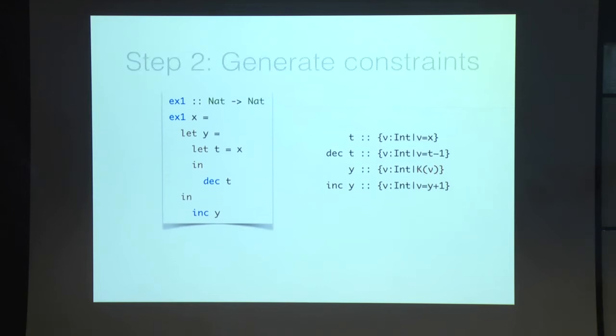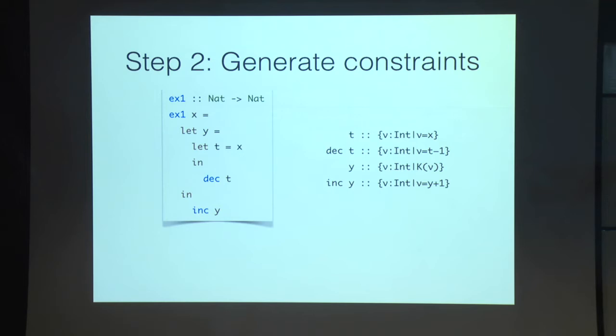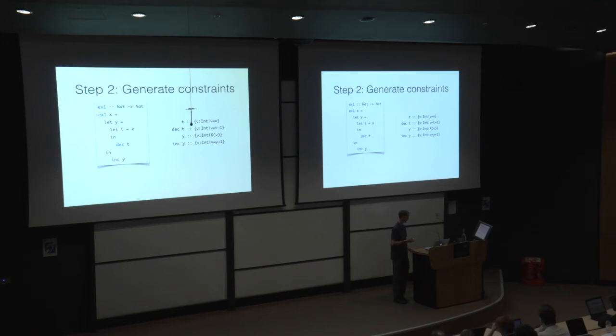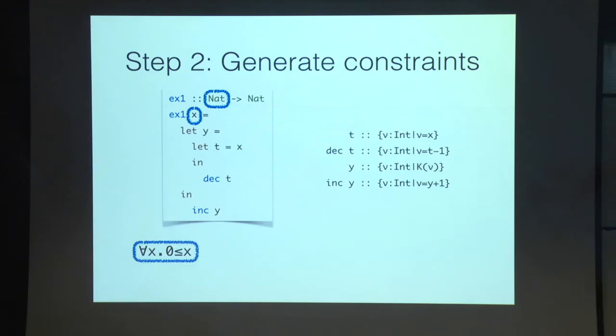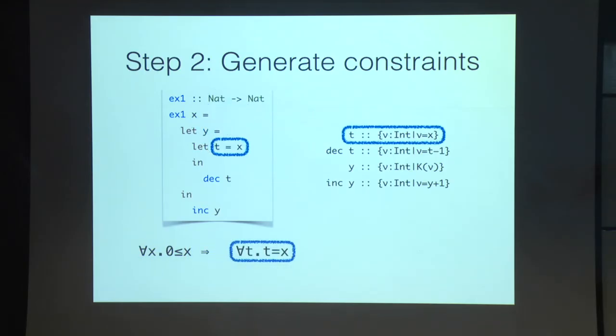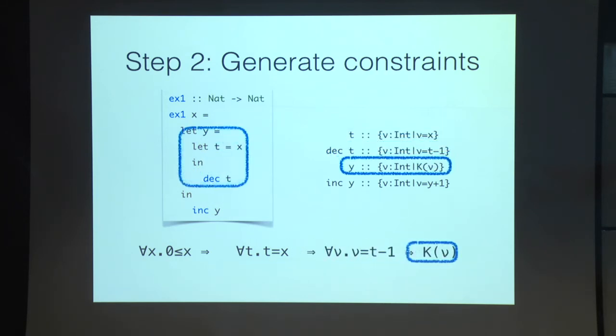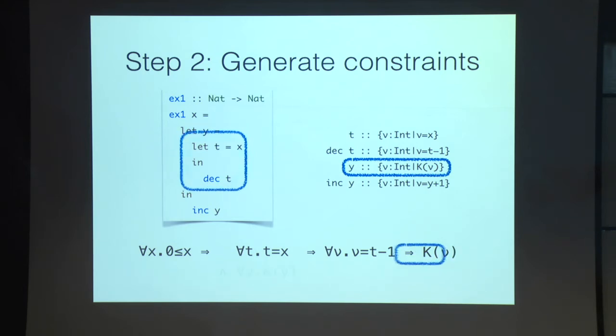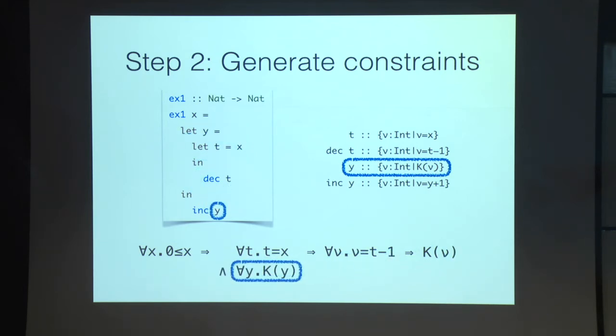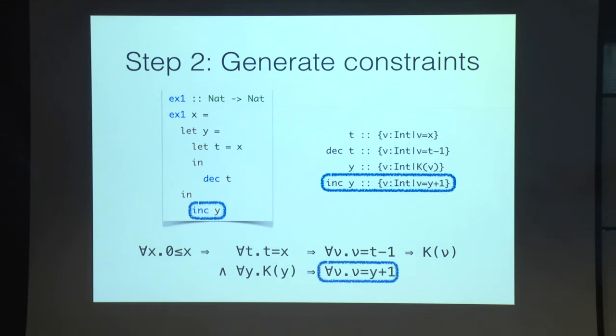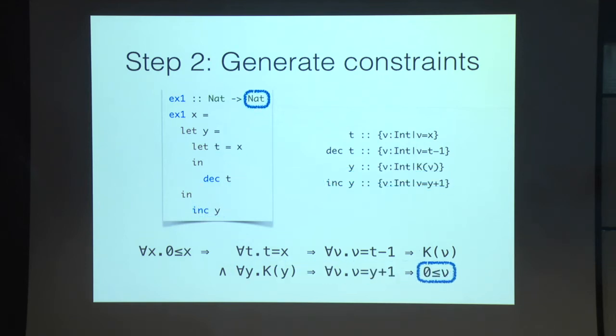Now we can generate constraints. These will be just like the verification conditions from the beginning of the talk, except there'll be k's floating around. So when x is a nat, and t is equal to x, then we know that v being t minus 1 implies k. Whatever type y has is the same type as what t minus 1 had. And given that type k for y, we know that y plus 1 had better be a nat, so we can return a nat.